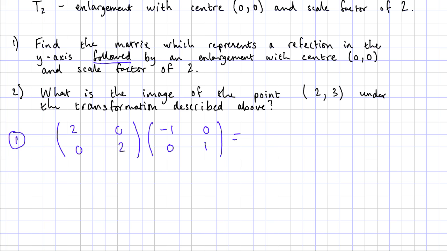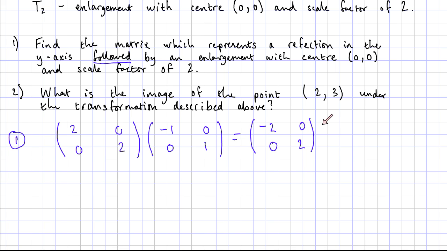So first thing, to find the top left hand corner, I'm going to do 2 times -1, add 0 times 0. Okay, so that's going to be -2. Now I'm going to find this bottom left hand corner, so it's going to be 0 times -1, add 2 times 0. Now we're going to have this one there, so that's 2 times 0, add 0 times 1. And lastly, we're going to have this bottom corner here, so that's going to be 0 times 0, add 2 times 1. Okay, and then this is the matrix.